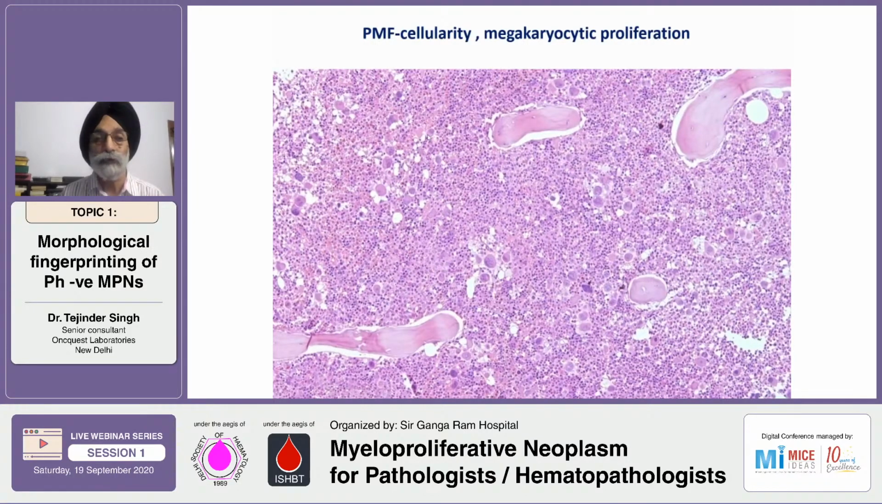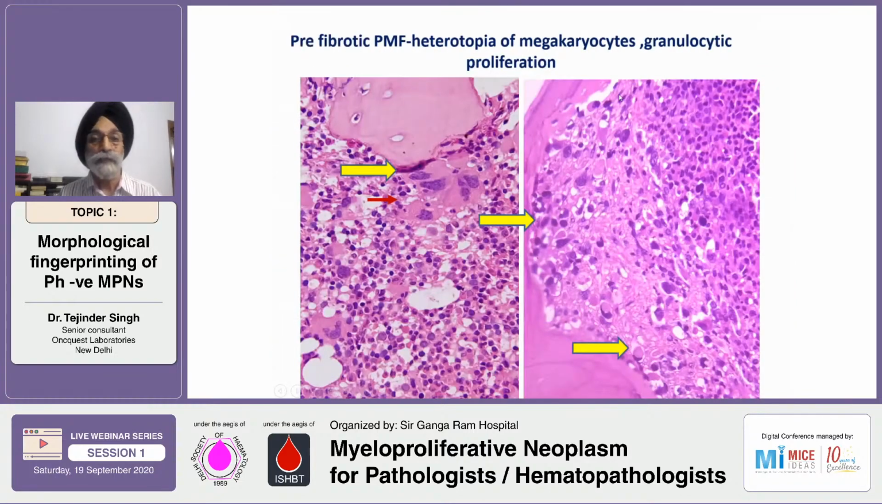In a case of prefibrotic phase, what we find is tremendous cellularity, anything from 90 to 95%. And then you find there is a megakaryocytic proliferation, and second, granulocytic proliferation. The erythroid proliferation does not take place in this. Second thing is that there is change in topography of the megakaryocytes. They have come to lie in the paratrabecular area. You find proliferating megakaryocytes, all of them in the paratrabecular area. So change in topography of the megakaryocyte, along with the granulocytic proliferation.